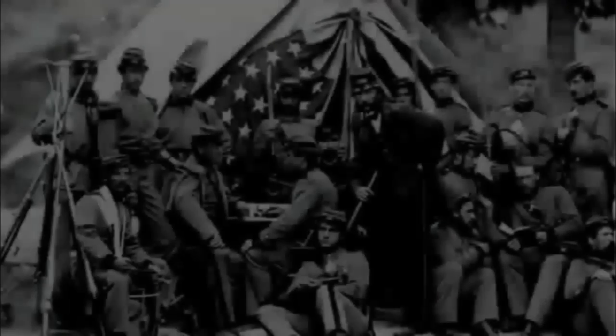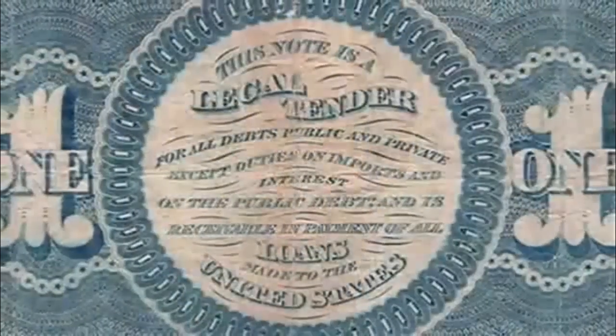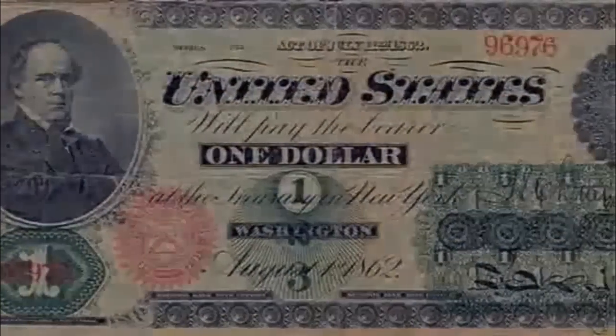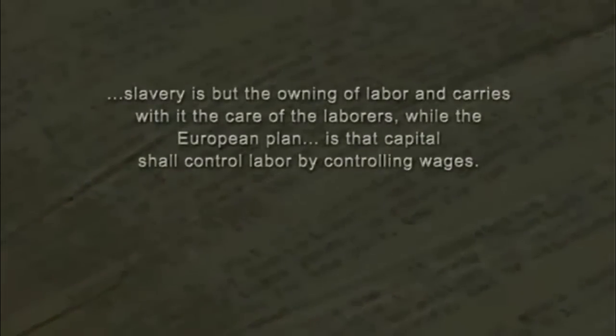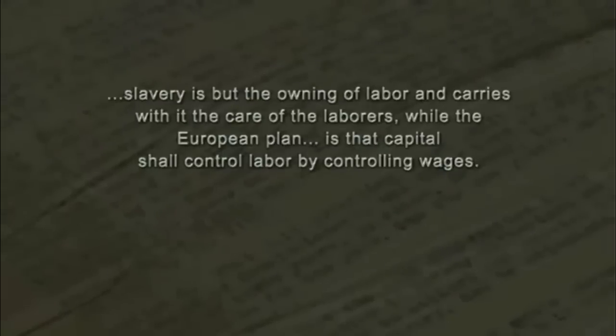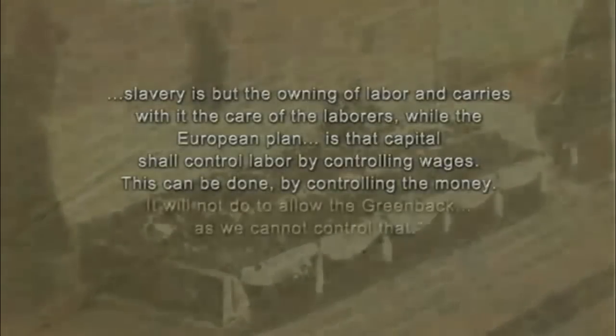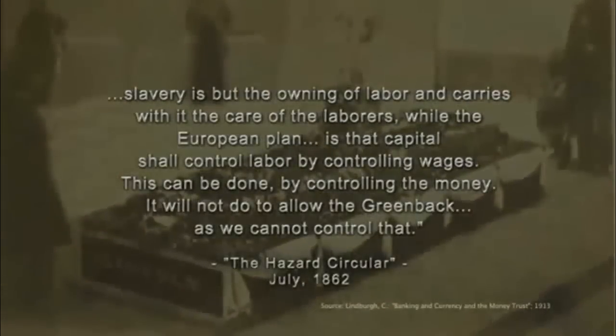During the American Civil War, President Lincoln bypassed the high-interest loans offered by the European banks and decided to do what the Founding Fathers advocated, which was to create an independent and inherently debt-free currency. It was called the greenback. Shortly after this measure was taken, an internal document circulated between private British and American banking interests stated, "Slavery is but the owning of labor and carries with it the care of laborers, while the European plan is that capital shall control labor by controlling wages. This can be done by controlling the money. It will not do to allow the greenback, as we cannot control that."